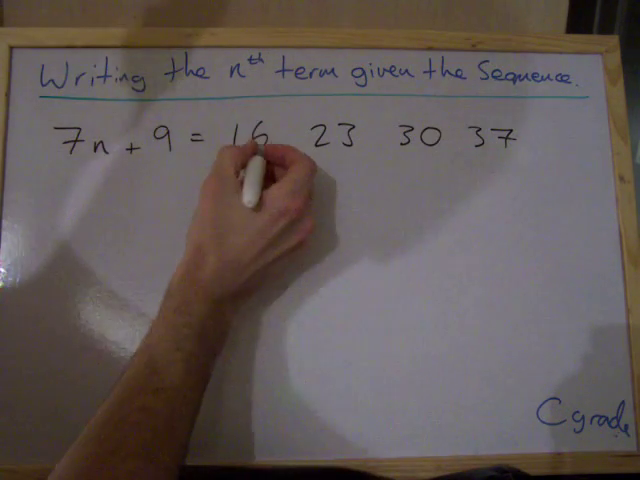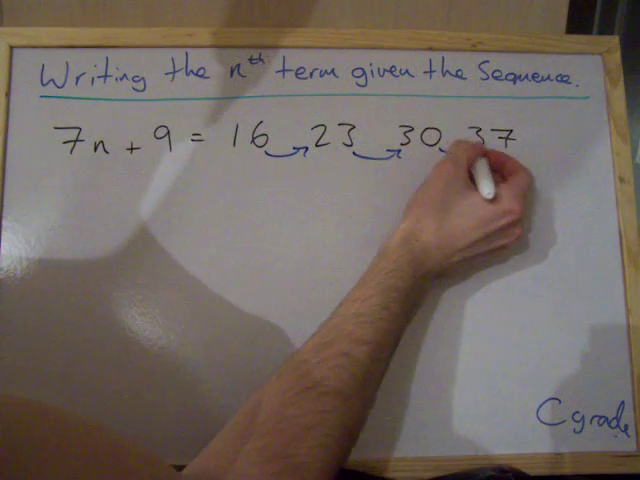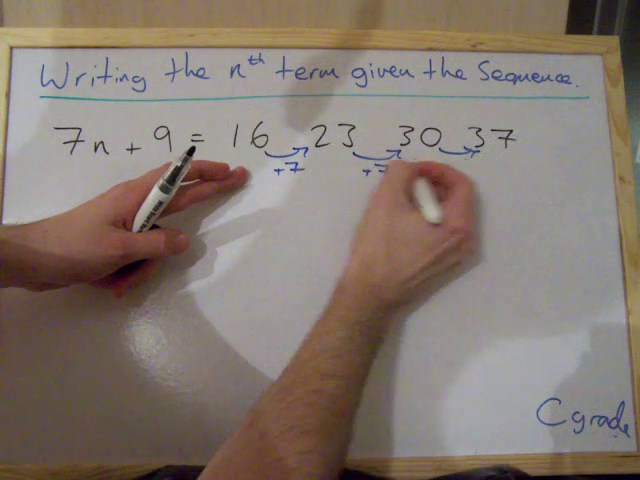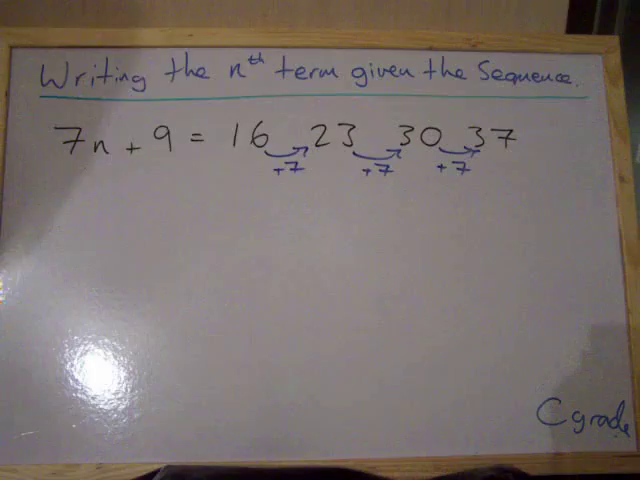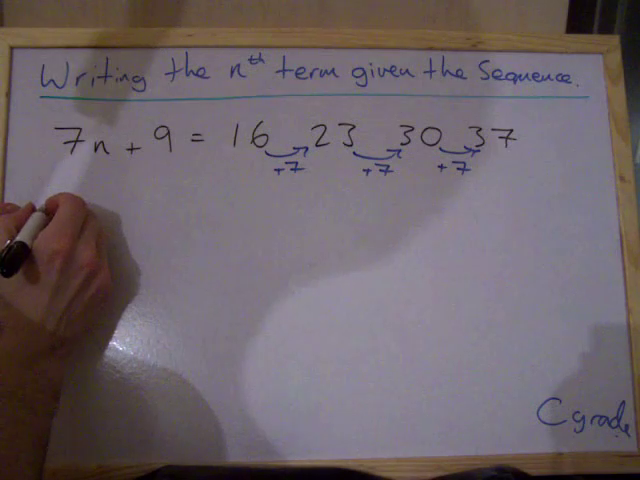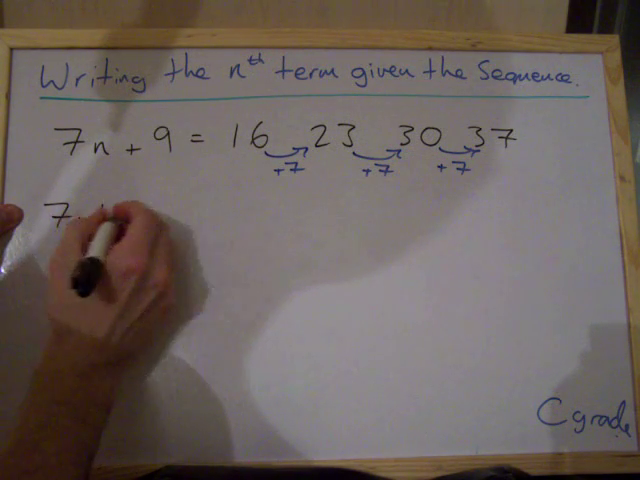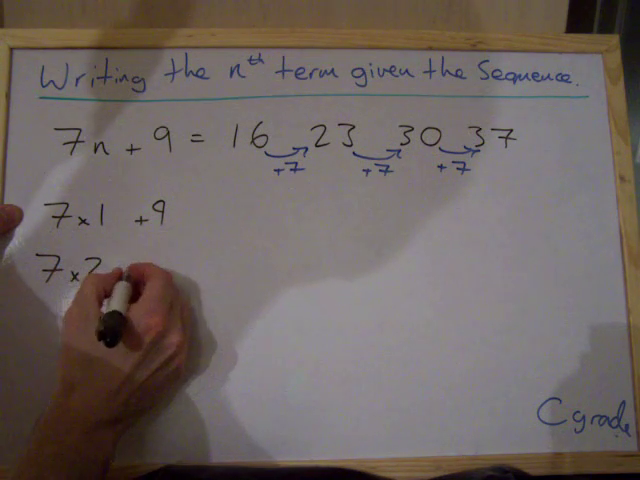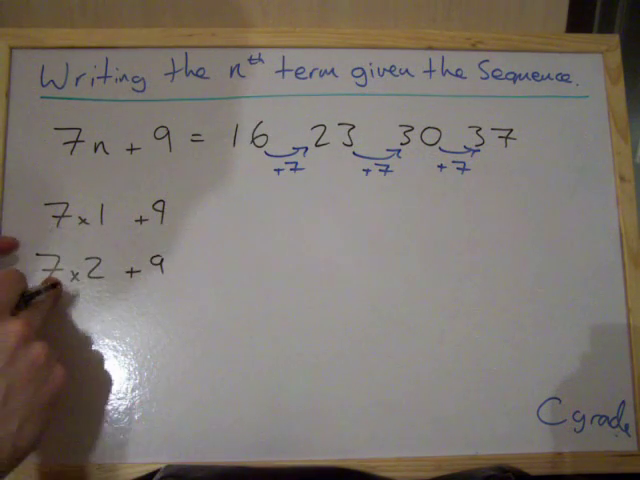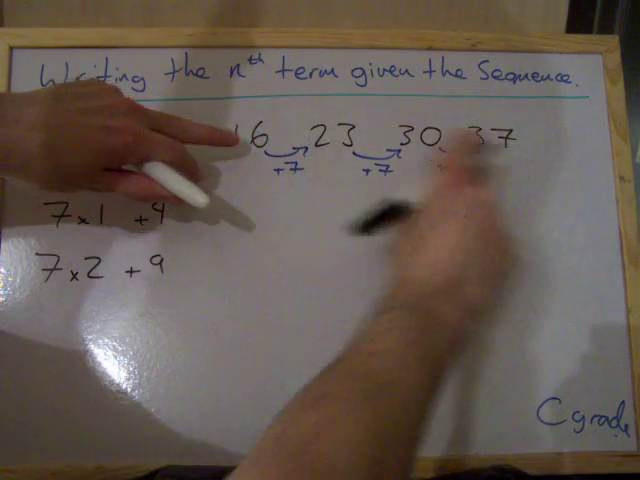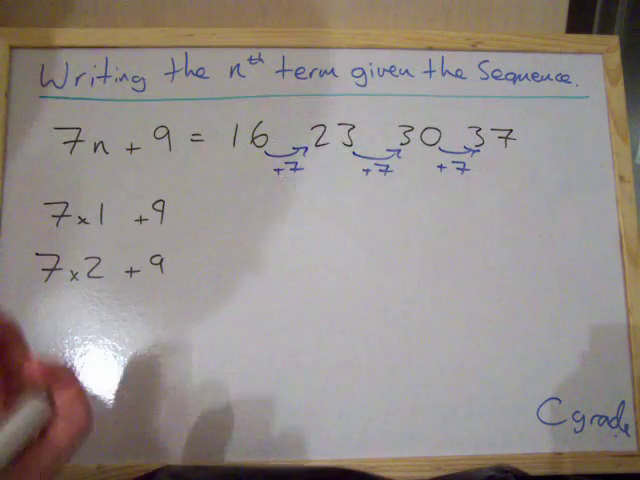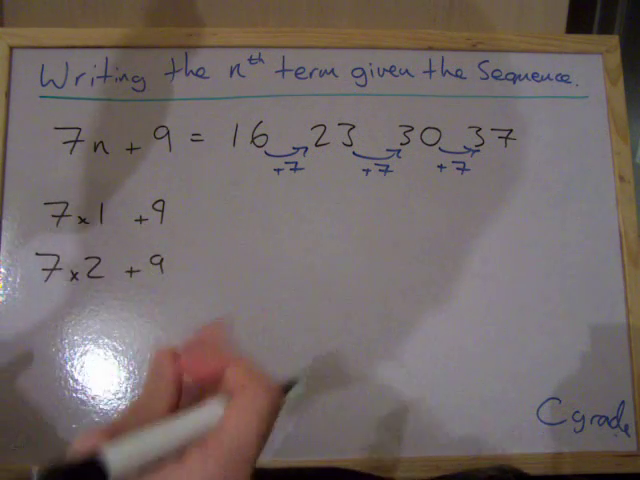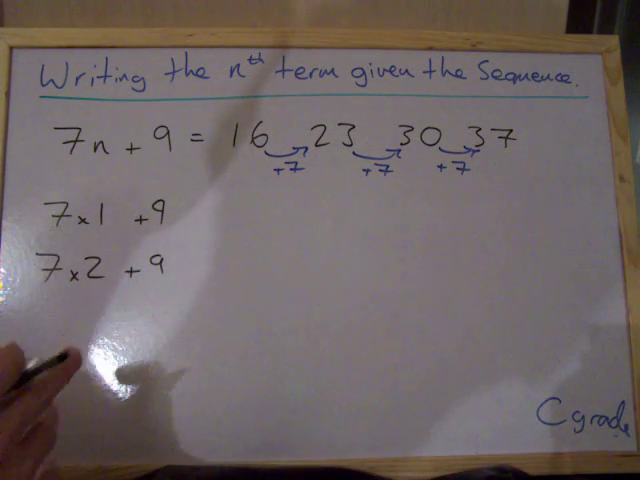Alright, a couple of things to notice. Every time I've gone to the next term, effectively I've added 7. That makes complete sense to me because the first term is 7 times 1 plus 9, and the second term is 7 times 2 plus 9. So basically the only difference is I've got an extra 7. So if the difference is always 7, then the coefficient of n, the number that goes before n, is going to be plus 7 if I'm adding on. If it was going down by 7 every time, it'd be minus 7.